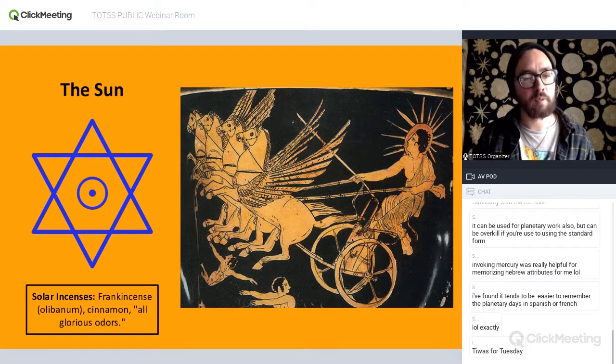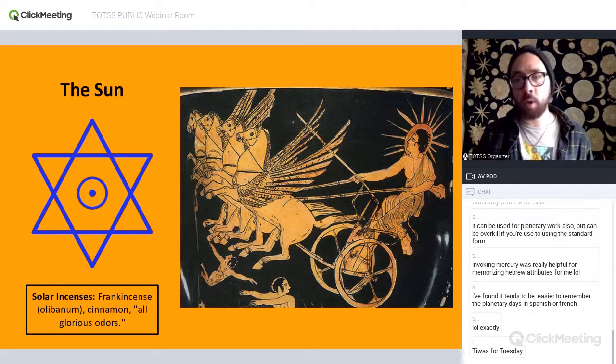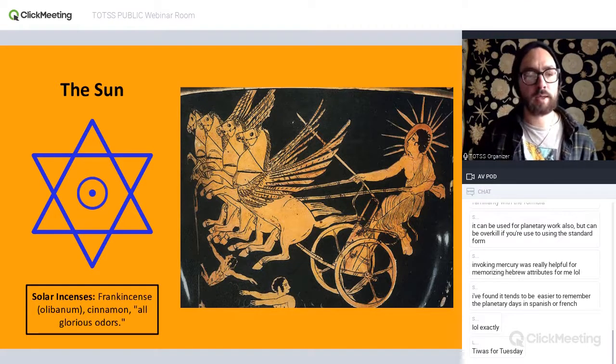It's the same thing. Cinnamon is also associated with the sun, though it can be difficult to get cinnamon in a burnable form. If you just use powdered cinnamon or even sticks of cinnamon on a coal, it scorches and smells really bad. So if you know how to prepare incenses, you could do that. But I think frankincense is probably the best one for most purposes.